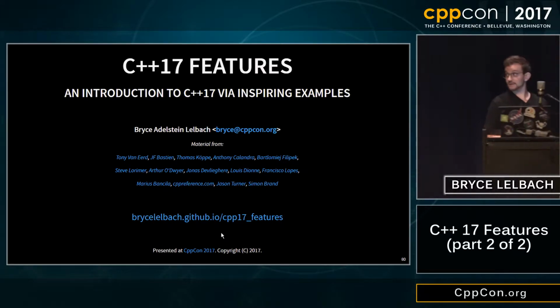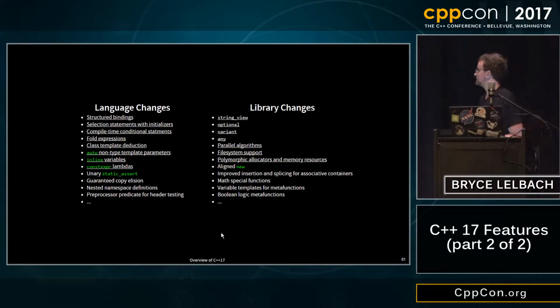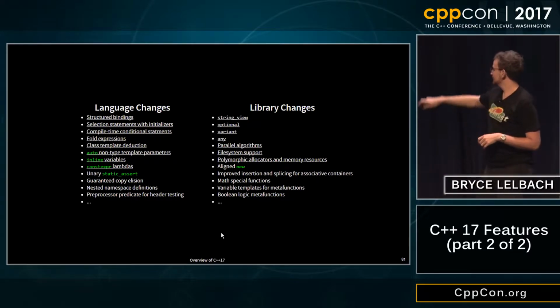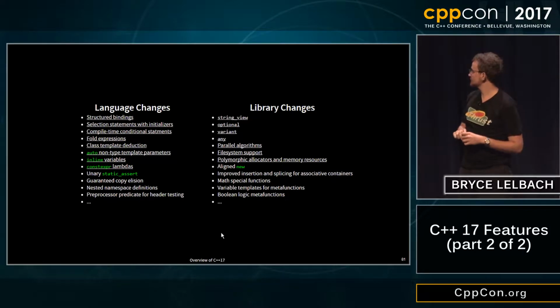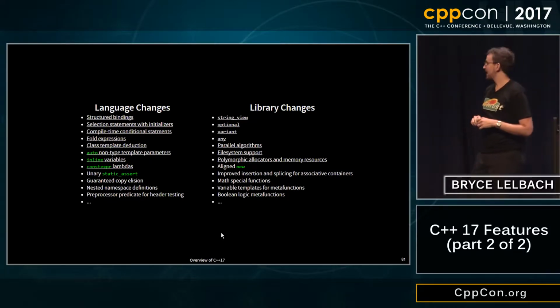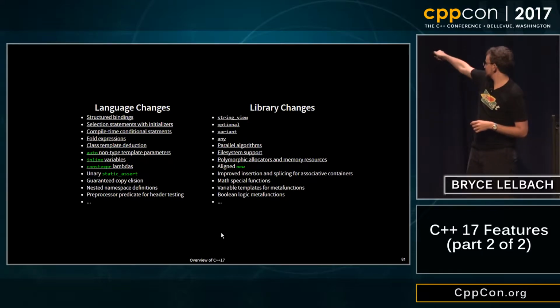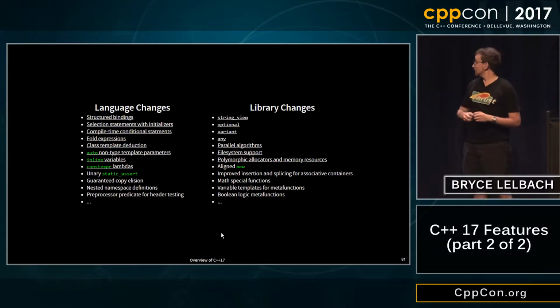So let's get right into it. These are the 13 different library features we're going to talk about. The ones that I have underlined here are the ones that I think are the biggest and most impactful. So first, string view, optional, variant, and any are three new vocabulary types in the standard library. So let's dive into those.